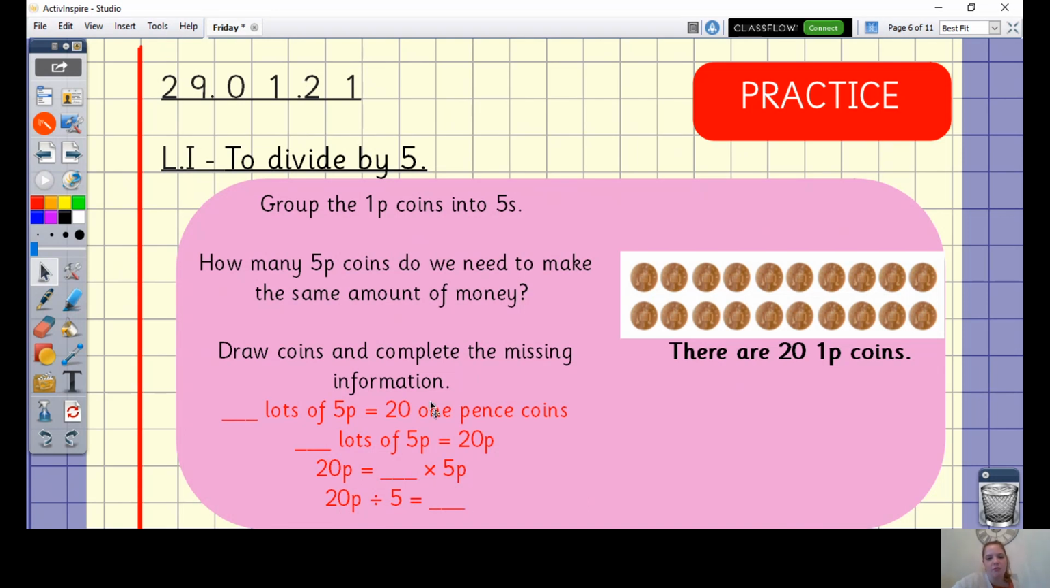Okay, so really take your time with this one. Take your time to draw that picture, to use the coins if you'd rather, to help you to complete these 4 sentences there. We'll go through the answers together in a moment.